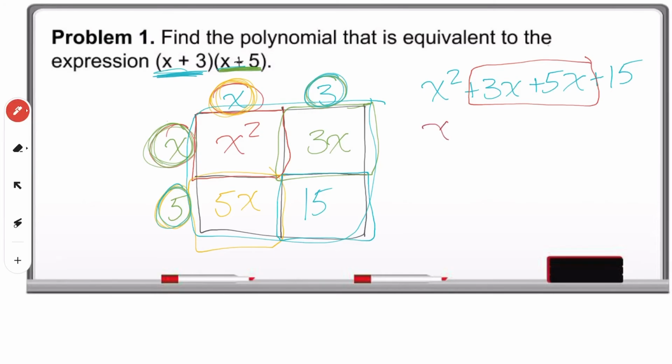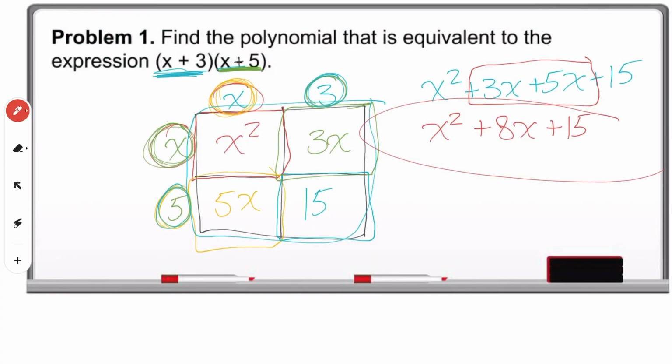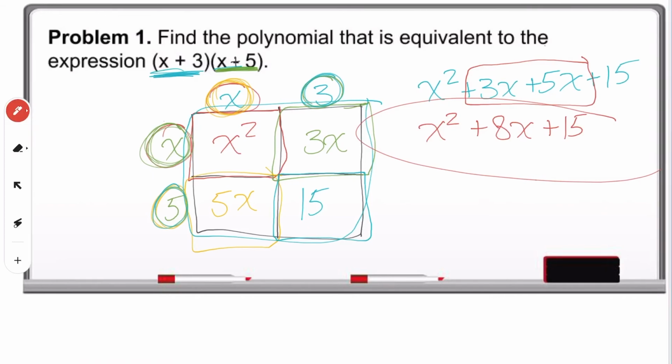So I bring down my x squared. 3x plus 5x gives me positive 8x. And then I bring down my positive 15. I see I have no more like terms, so I am completely done. So the answer to my problem is the polynomial that is equivalent to the expression x plus 3 times x plus 5 is the polynomial x squared plus 8x plus 15.